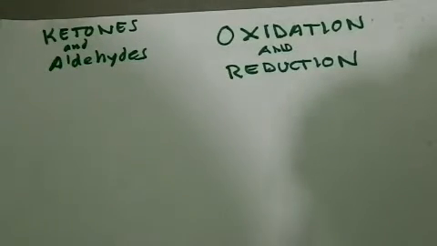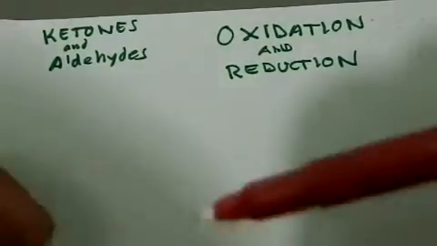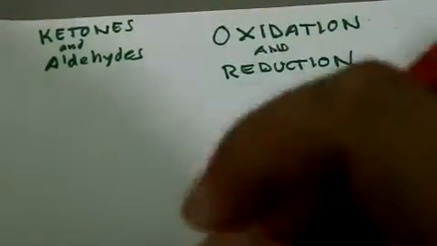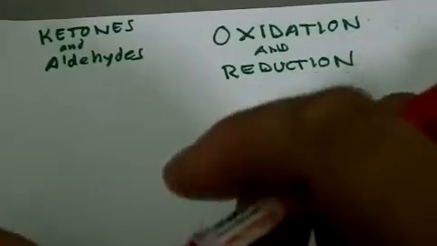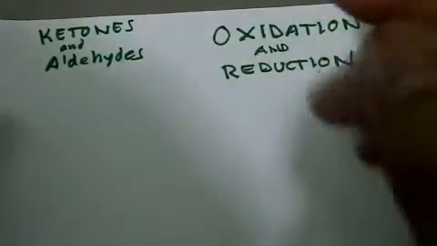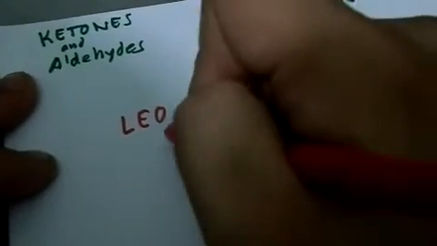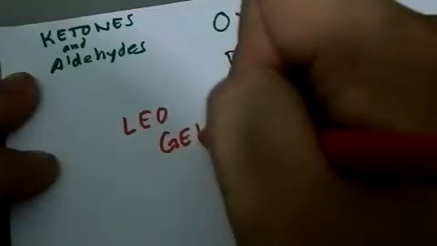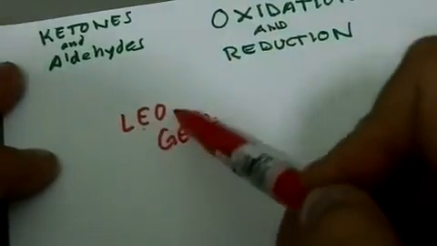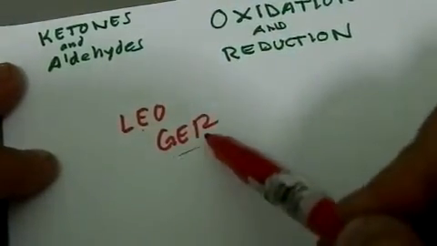Okay, we're going to be talking about oxidation and reduction of ketones and aldehydes. Before we get into this, I want to discuss a technique that I use to help me remember how to go through this process. What I like to use is this: just remember, Leo the lion says grr.